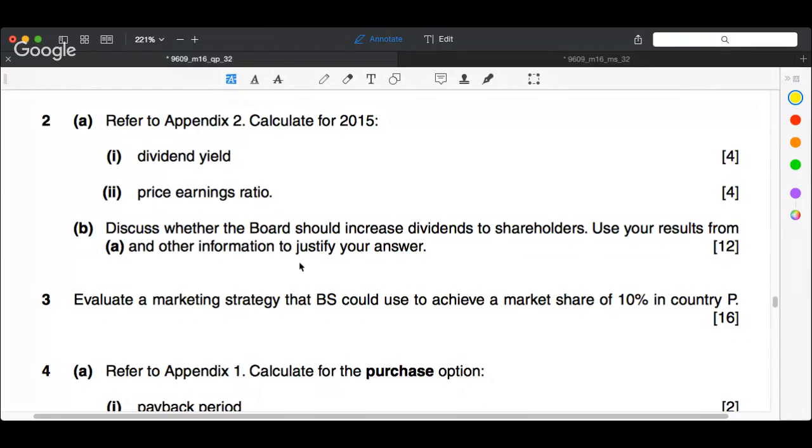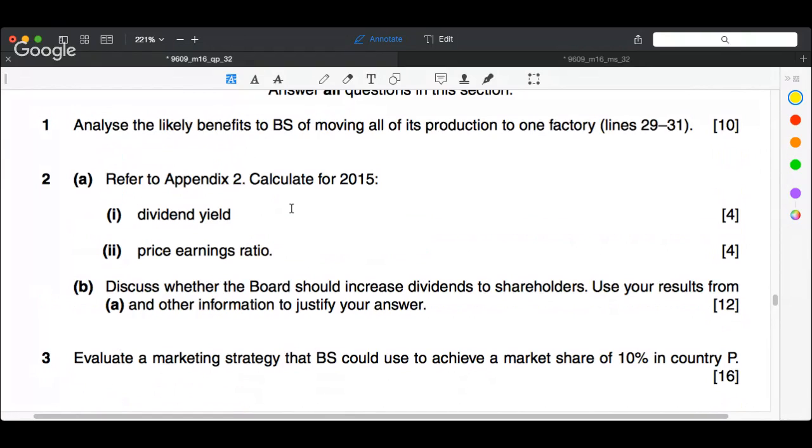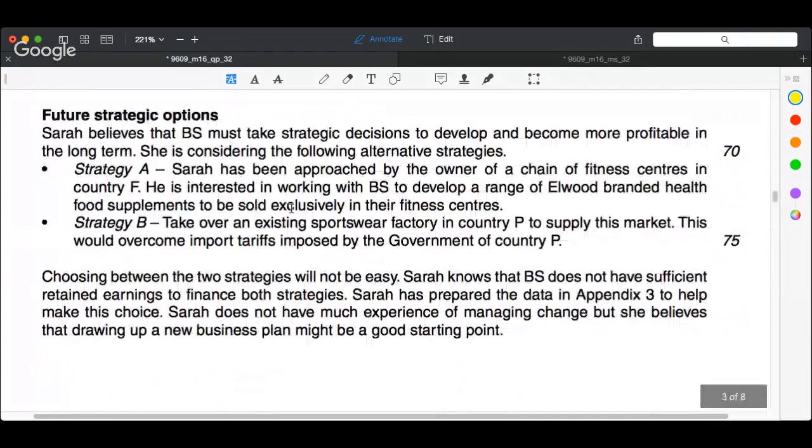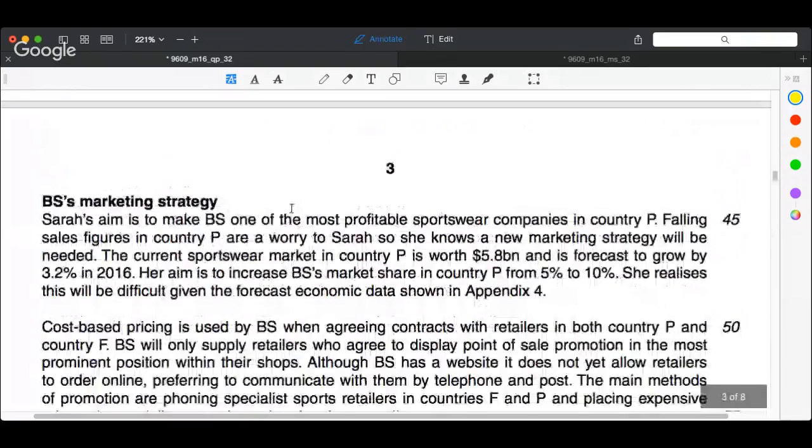Okay, right. So this is all about marketing. So a marketing strategy that these guys could use to achieve a market share of 10% in country P. Right. Let's have a quick look. So again, we're going to start with Annabelle. What sort of things were you thinking of in general before you kind of had a look at the marketing?